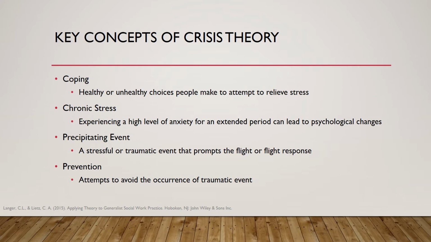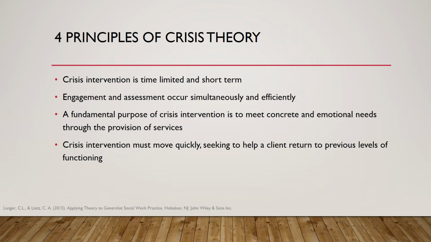Some additional key concepts include coping skills, and those are choices that individuals make in an attempt to relieve or alleviate stress. When current coping skills are not working, this can lead to chronic stress, whereas a person has high levels of anxiety for an extended period of time. And prior to the chronic stress or crisis, there's a precipitating event. Therefore, social workers have an opportunity moving forward to support clients in preventing a reoccurrence of traumatic events.